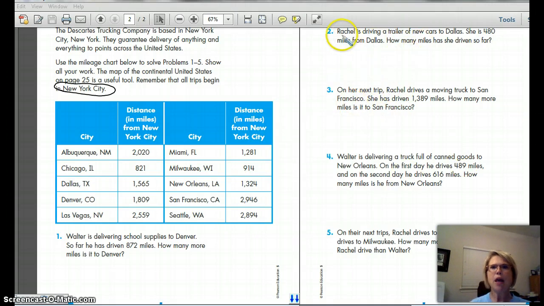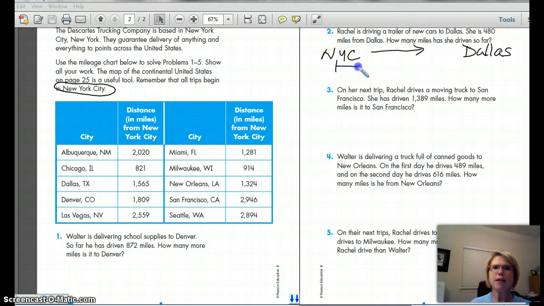Let's do number two. Rachel is driving a trailer of new cars to Dallas. Now remember, she starts from New York City. And she's going all the way to Dallas. I like to draw pictures. Remember, it's a puzzle for me. I'm going to draw a picture so I can see what's happening. Oops, sorry. Let me take that away if I can. There we go. Okay, she is 480 miles from Dallas.